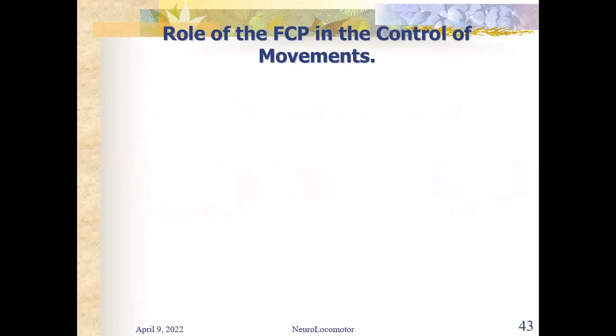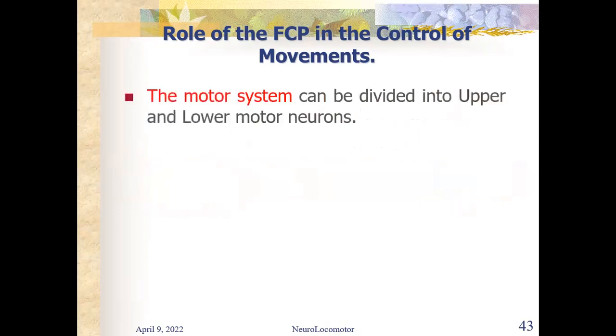So that takes us to the role of the final common pathway in the control of movements. When we talk about the final common pathway, what comes to your mind? We have cell bodies of the upper motor neurons. Remember, cell bodies of the upper motor neurons are in the cortex and the brain stem nuclei.